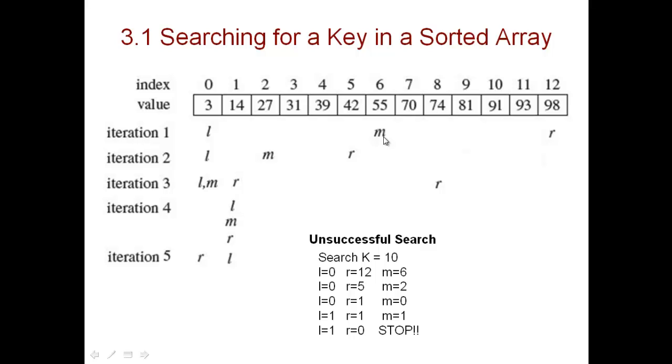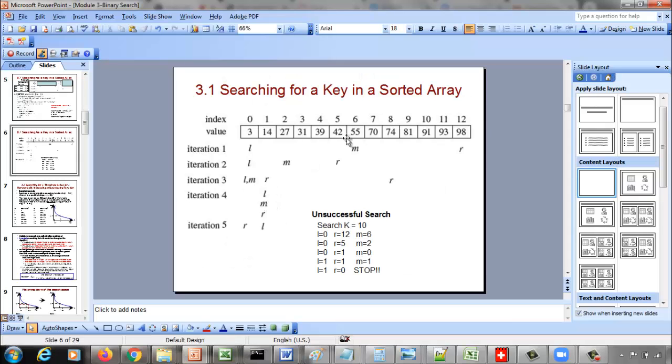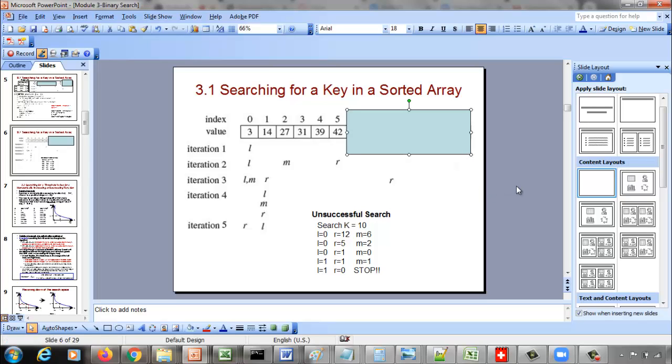So 10 is not equal to 55, so we need to decide whether to go to the left or right, and 10 is less than 55. That means if at all 10 is there, it has to be only to the left of 55, not to the right of 55. Since it's not equal to 55 and it's less than 55, we can discard the right subarray of the search space. So the left index will stay at 0, but the right index is now m minus 1, so it is 5.